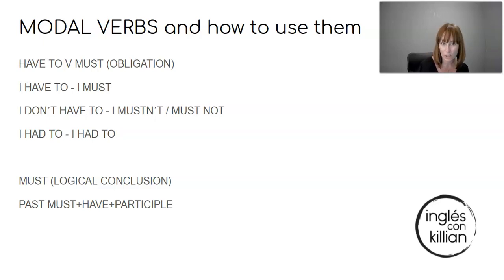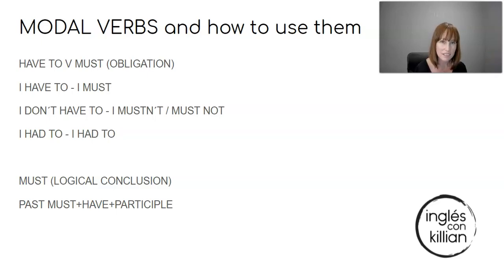I have to go shopping, I must go shopping. These are two things that really I have to do. I don't have to go shopping means that it's not necessary for me to go shopping. I have to go shopping means that it is necessary. So they are complete opposites of each other. I must go shopping means that it's something that is necessary for me to do.